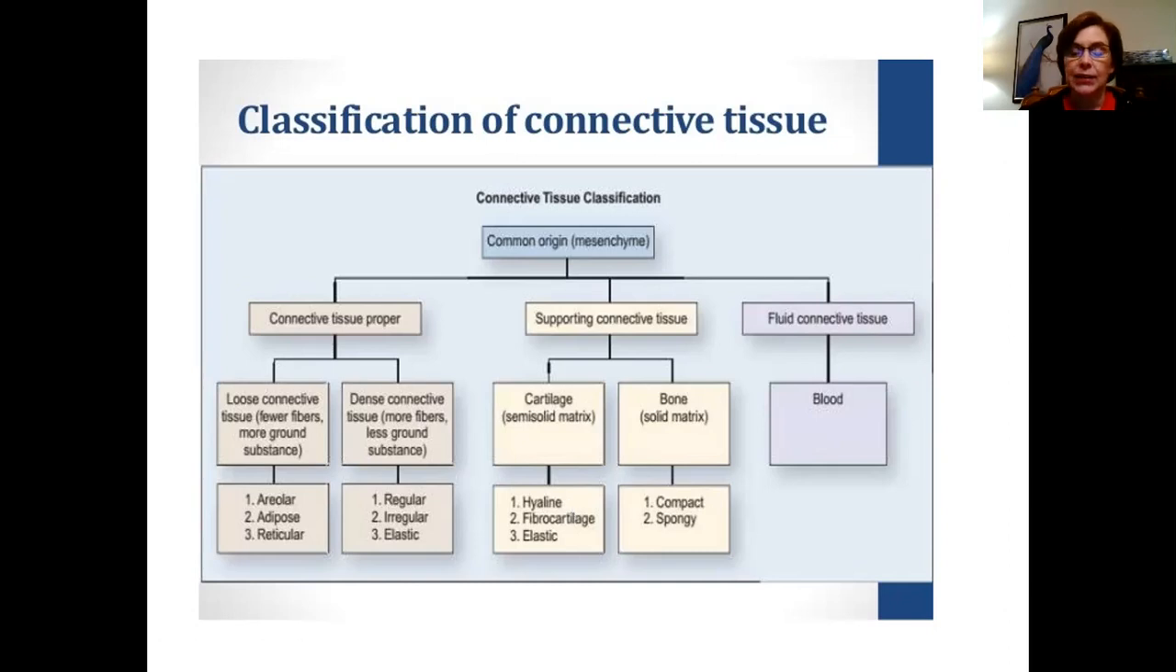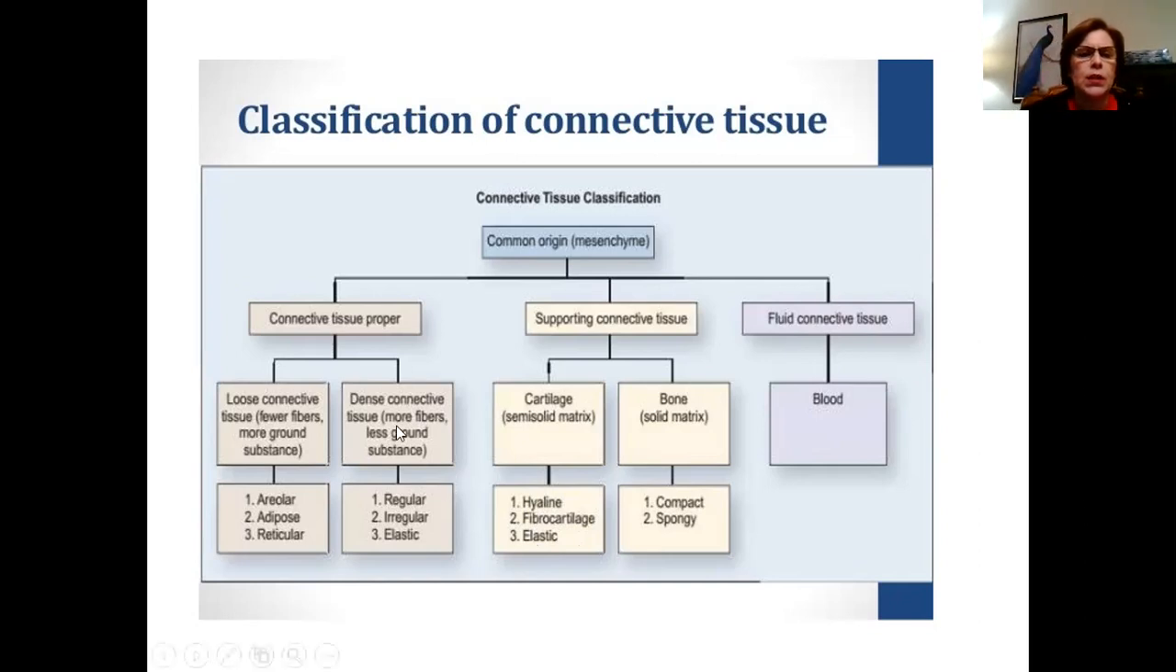Hyaline is pronounced hyaline, and this is the most common. About 80% of the cartilage is hyaline cartilage. Fibrocartilage is hard. This makes up our vertebral discs, and we'll write this down later, don't worry about it. And then elastic is our ears. We don't have a lot of elastic, but the ears are a good example.